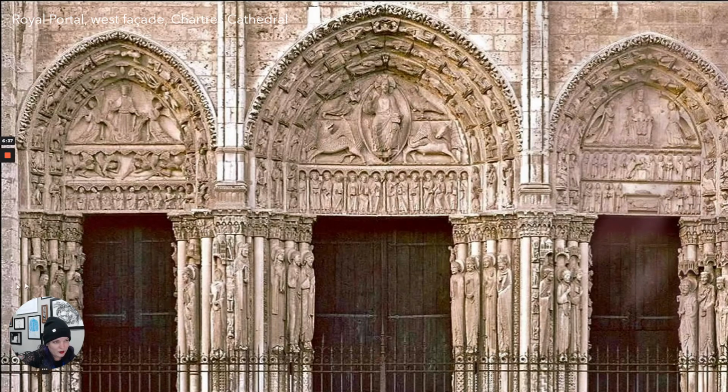All of our jamb statues on this portal are Old Testament kings and queens, so they're the royal ancestors of Christ. Figuratively and literally, they are supporting the New Testament, which is above. So we have our Old Testament figures here supporting the New Testament above, which just shows that connectivity of the Christian Bible.